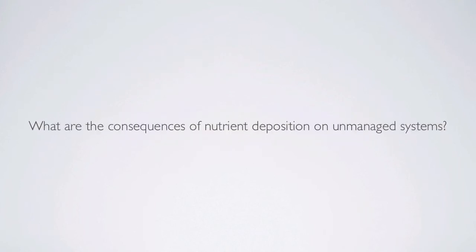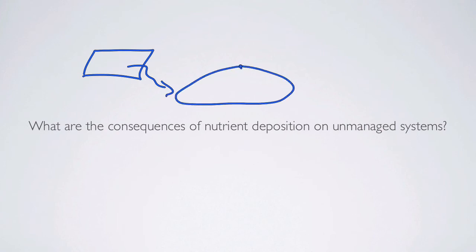What are the consequences of nutrient deposition on unmanaged ecosystems? So this is a question that I've added here because their focal issue mostly was on aquatic systems. But what we'll learn is that from a given ecosystem, it's true that some of those nutrients can enter the waterway and then enter into lakes and cause downstream effects, but there's also downwind effects.